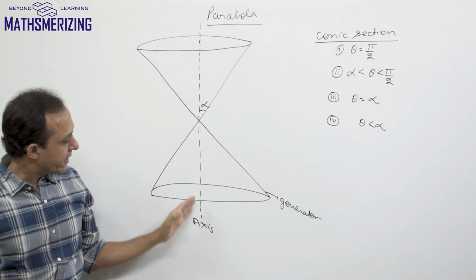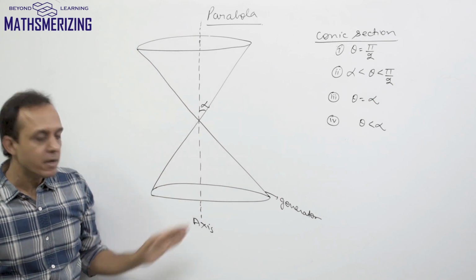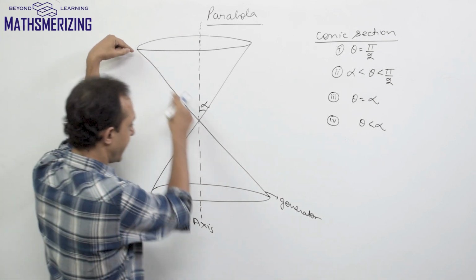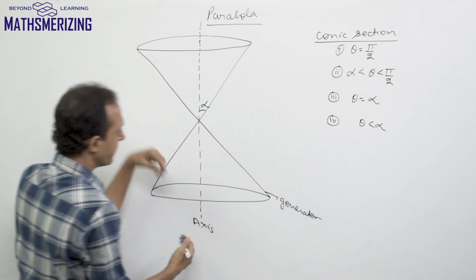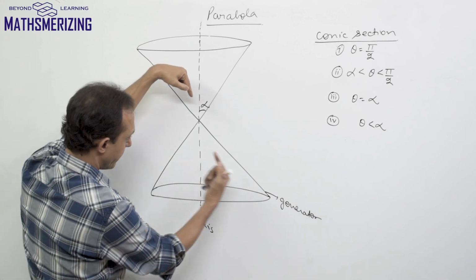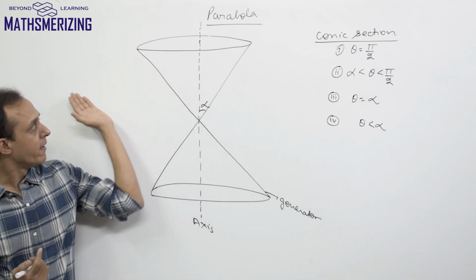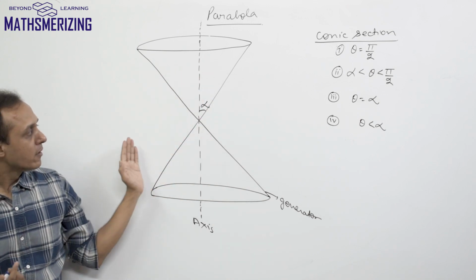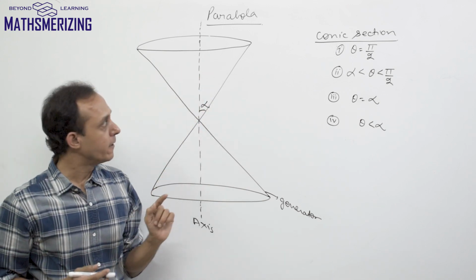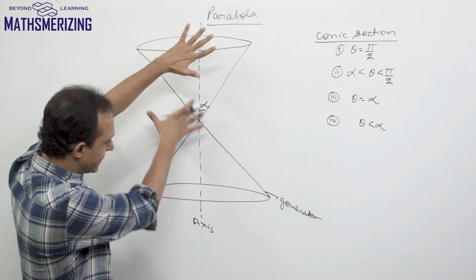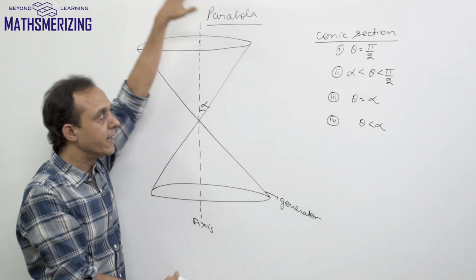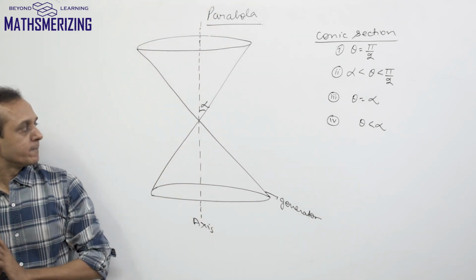So this dotted line is called the axis of the double cone. And then we have this line which we call the generator. If we rotate this line by an angle of 360 degrees, then we'll get this double cone whose half angle is alpha, and this double cone extends to infinity upwards and infinity downwards.